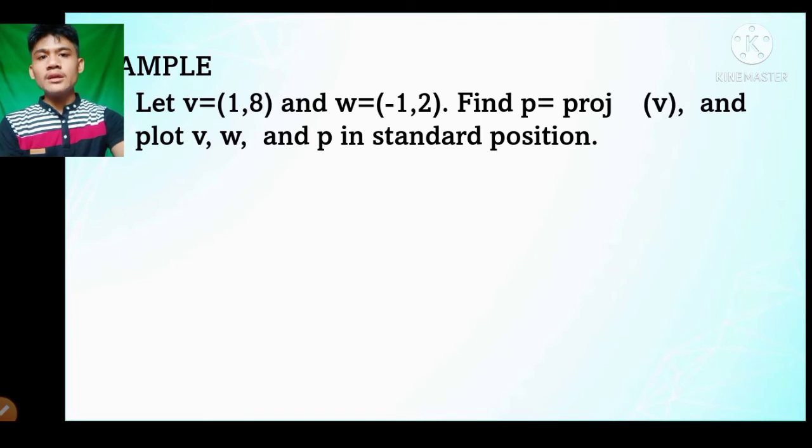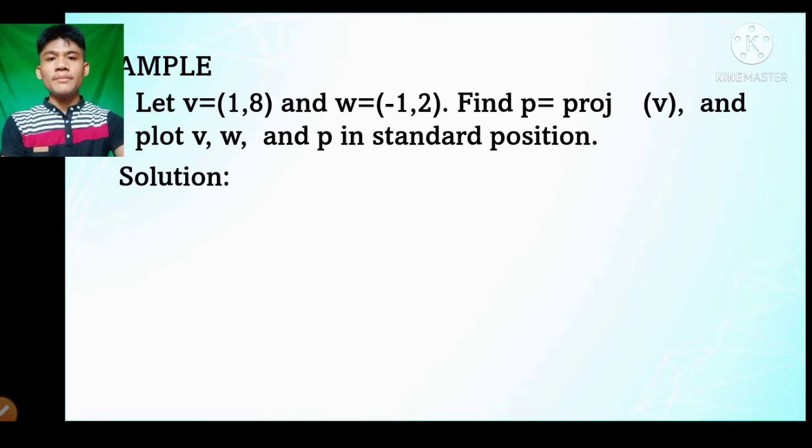Let V equal to (1, 8), W equal to (-1, 2). Then find P, which is the projection of V to W, and plot V, W, and P in standard position. So P here denotes our projection.